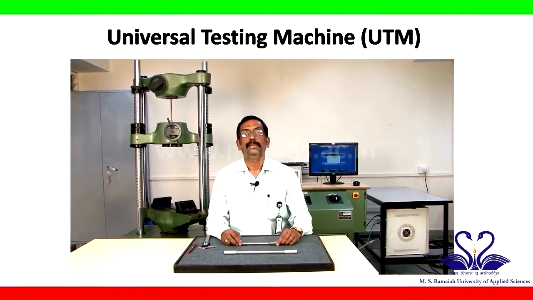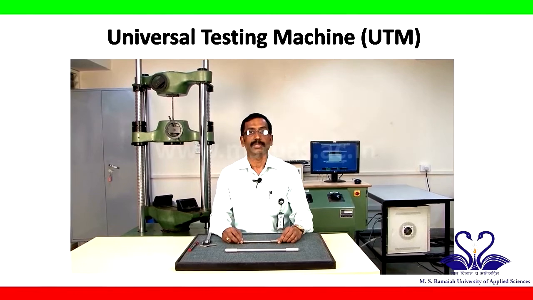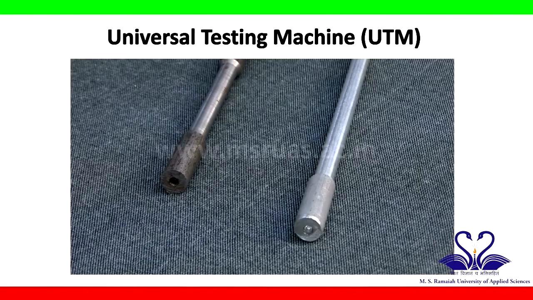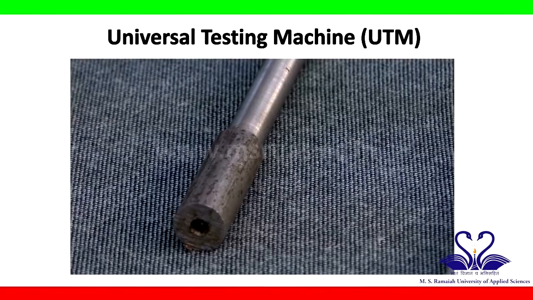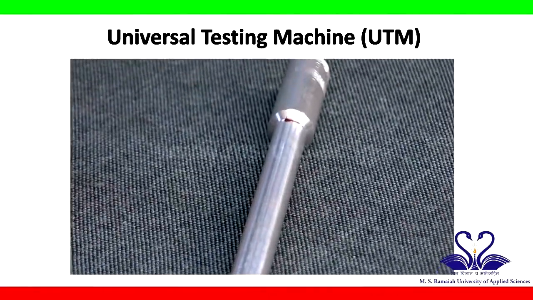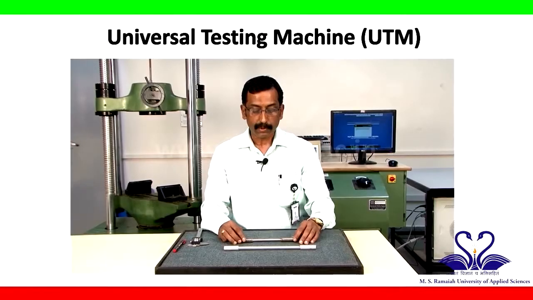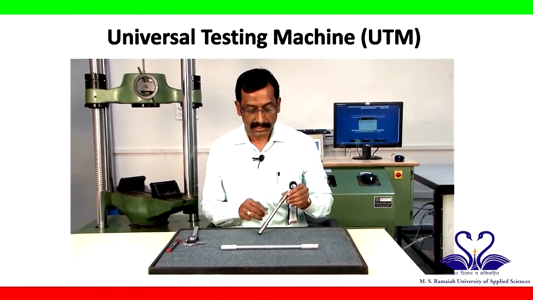Hi students, I am giving the details to carry out tensile test on universal testing machine UTM. For that I have taken two different materials, mild steel and aluminium, and these samples are prepared as per ASTM standard E8 for metallic materials. I am going to give the details of mild steel sample.